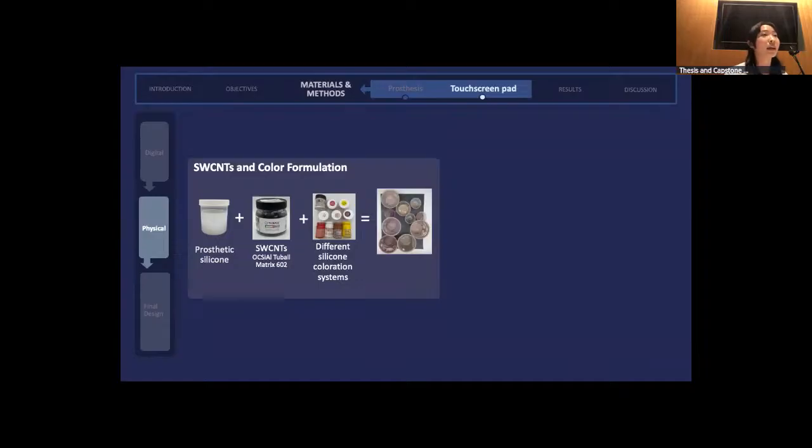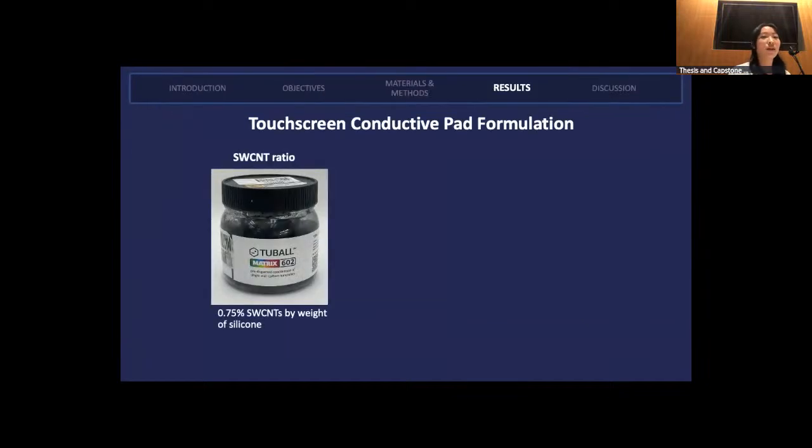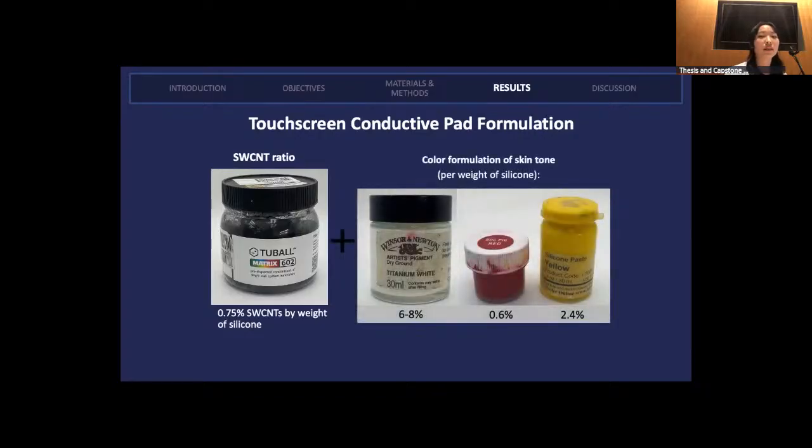Then we created a color formula with different brands of coloration systems to mask the black coloration to a color that resembled the patient's skin tone. Each batch was cast into the 3D printed molds for the different prototypes. For our results, we found that 0.75% of single-wall carbon nanotubes by weight of silicone provided adequate touchscreen function, and these were the pigments that worked best at reducing the black coloration.